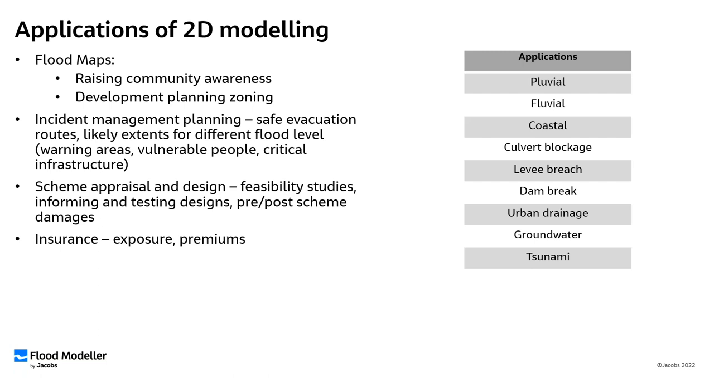So I've just focused on velocities there, but you can also do things like feasibility studies, optioneering, pre and post scheme assessments, and things for insurance or exposure premiums, so where perhaps you're interested in things like hazard, and loads of other stuff like raising community awareness and development planning zoning, so basically where you need a 2D output. Down the right hand side there, we've got some applications in a table, huge range of applications. This is definitely not an exhaustive list. I mean, we've even got tsunami down at the bottom there. I'm assuming most of the attendees are based in Europe and the UK today. Not really known for our tsunamis, but Flood Modeller can do it if you need it.